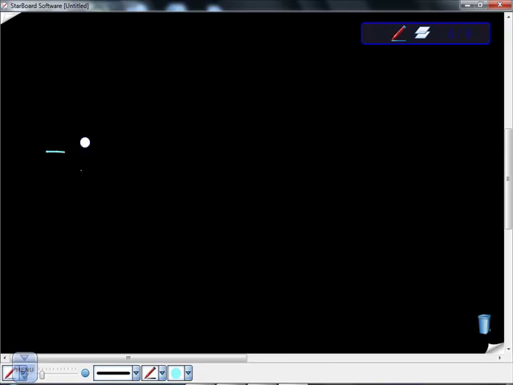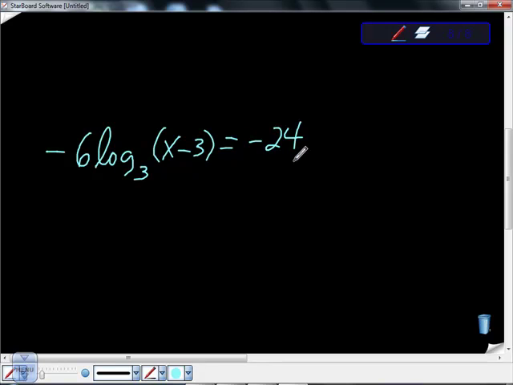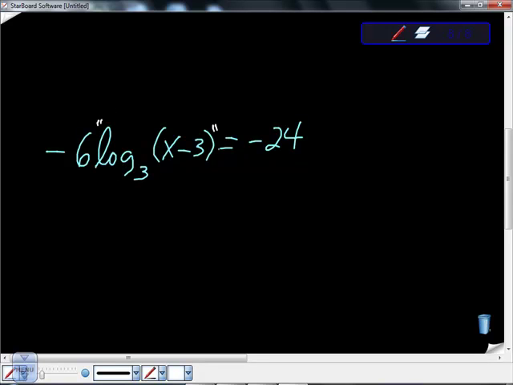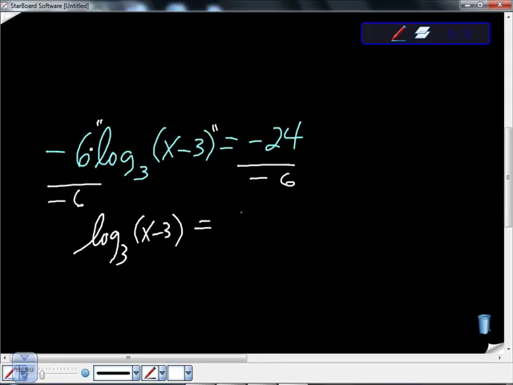A similar problem would be this one: negative 6 log base 3 of x minus 3 equals negative 24. This is exactly the same thing. We're trying to get to just this part, but there's this negative 6 here. How is the negative 6 attached to the log base 3? Through multiplication, so we're going to divide it out. Negative 6 over negative 6 is 1. So log base 3 of x minus 3 is equal to 4.